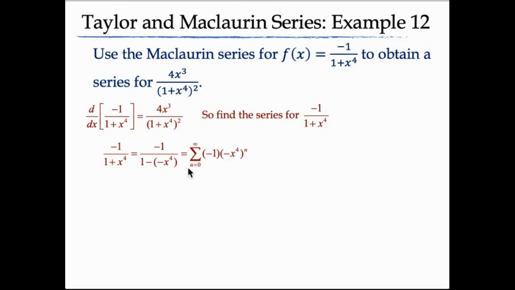So then this becomes the summation from 0 to infinity of -1, that's this a sub 1, times r. Our r is negative x to the 4th, to the nth power. Okay, so this is going to be -1 to the nth times -1, or -1 to the n plus 1 power. And then, of course, times x to the 4n power. So now I know the series for this original rational function.